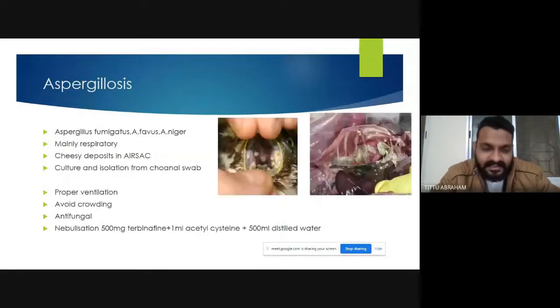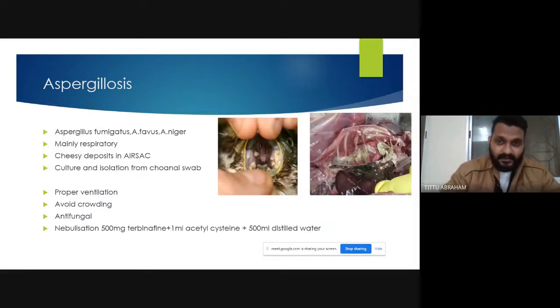But aspergillus is very difficult. It is a slow growing organism. So if you wait for the result, it is very, very difficult to get a good outcome. So you can give it for culture and start the treatment after consulting a vet.